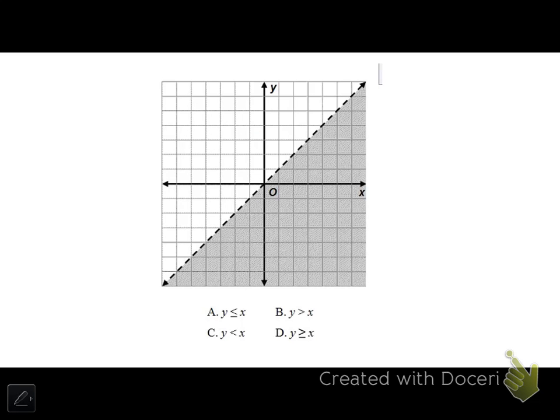Okay, we can automatically eliminate A and D because those are solid lines. So now let's take a look at B and C. Looks like I can use this point, which is 1, 0. So let's plug it into B. Okay, is 0 greater than 1? Nope. So our answer is C. So always pick a point that's in your shaded region to check it.